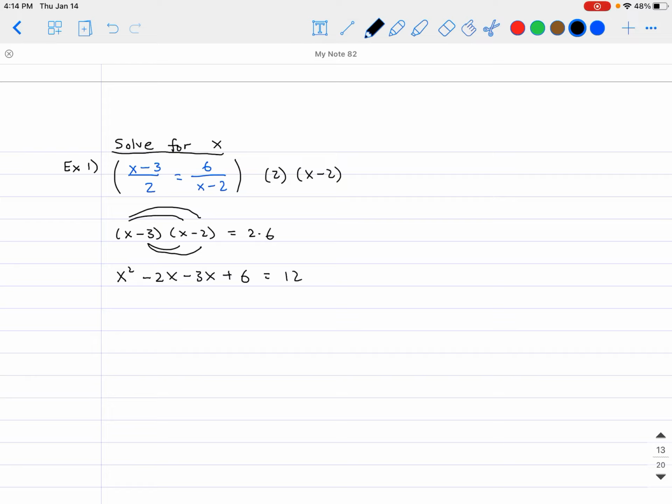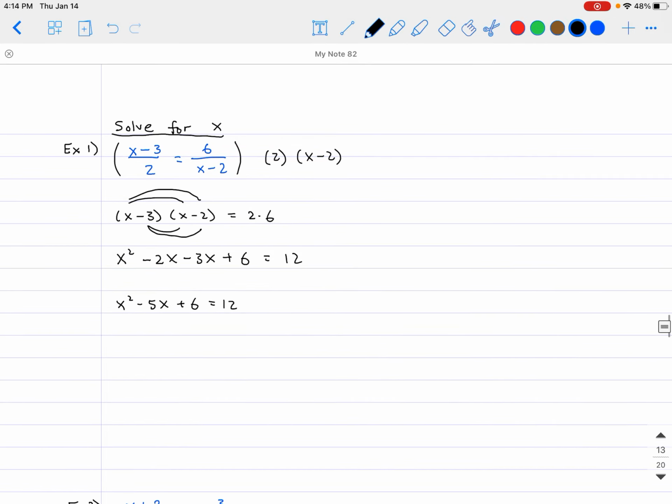Keep trimming it as much as you can. So x squared minus 5x plus 6 is equal to 12, and we're almost there. We move that 12 over to the left-hand side, so x squared minus 5x minus 6 is equal to 0. At this point, you can use the quadratic formula, which I will show you in just a little bit, or if you remember how to factor, that would help out too.